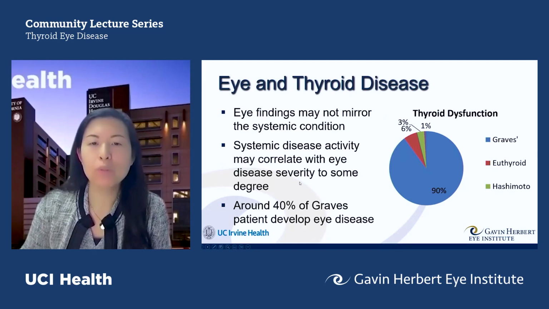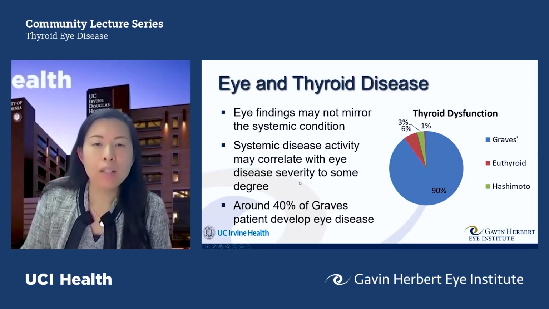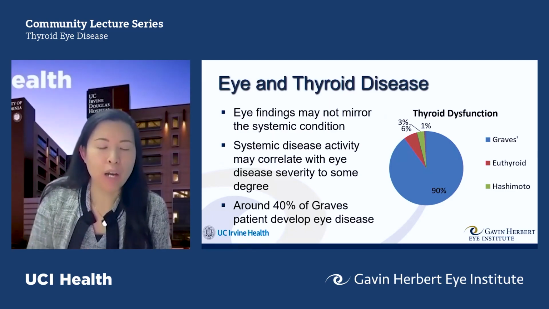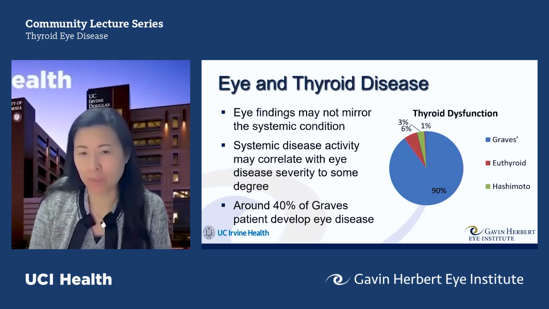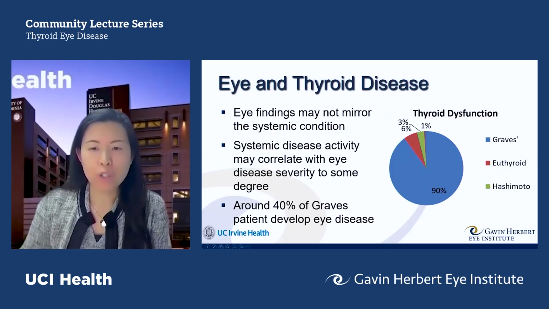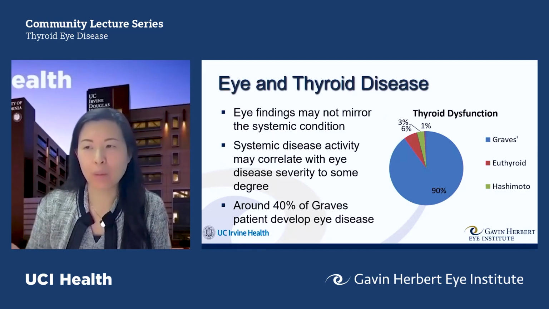So some people with the thyroid disease, how much thyroid problem they have can correlate with how much eye problem they have, but it doesn't always have to be that way. About 40% of Graves' patients develop eye disease, but some develop the eye disease first, some develop the hyperthyroidism first, and some of them together.